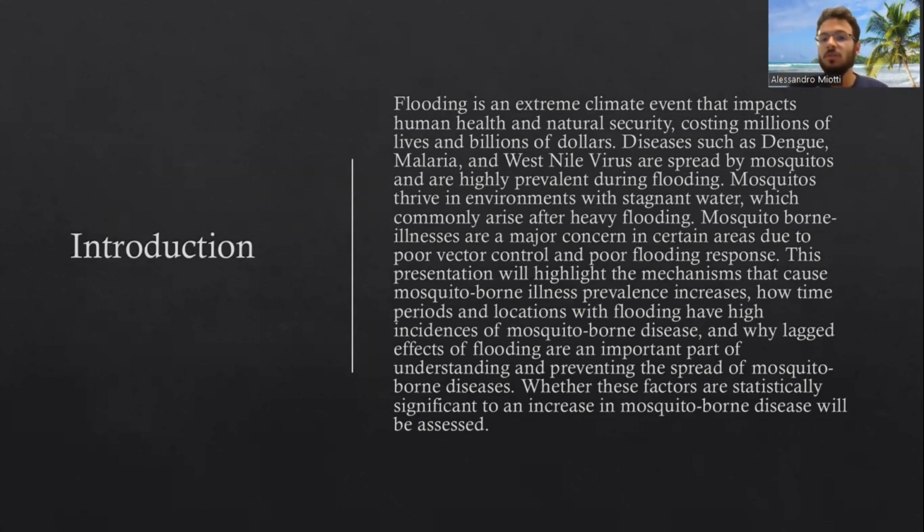Why? Well, mosquitoes thrive in environments with stagnant water, which commonly arise after heavy flooding. Stagnant water is, of course, pools of water that don't move. They're stable. And they allow these mosquitoes to lay their eggs and breeding to occur.